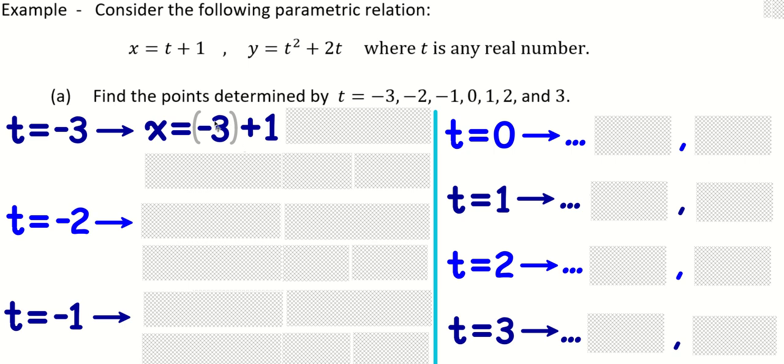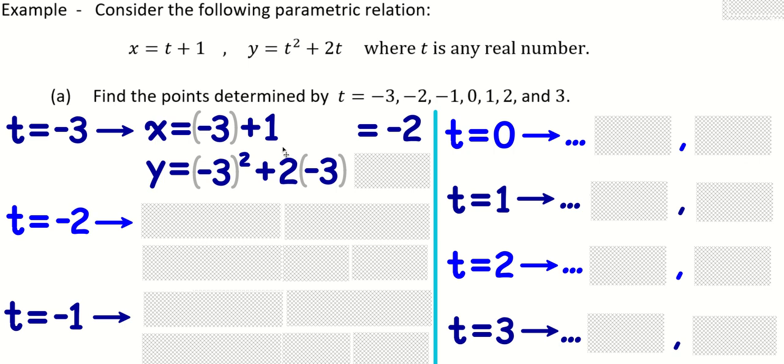So it's going to be -3 plus 1, which is -2. And then your y is going to be equal to whatever t is at the moment, squared, plus 2 times t. So what's this? -3 squared plus 2 times -3. That's +9 and -6, so it equals 3. So the overall point, if you have room, maybe you want to literally write down -2, comma 3, but you don't have to.